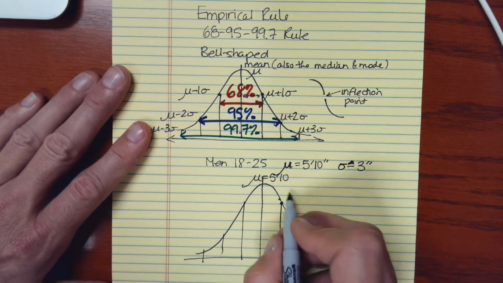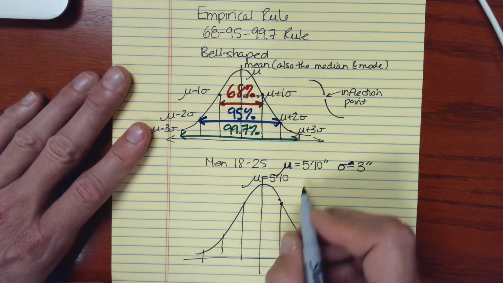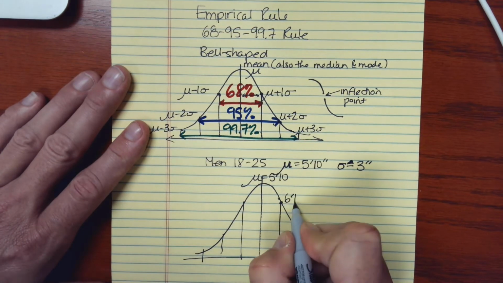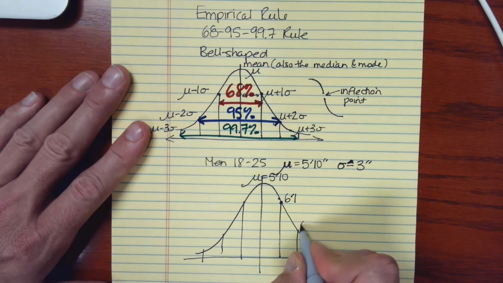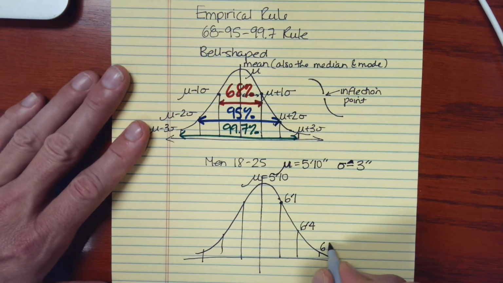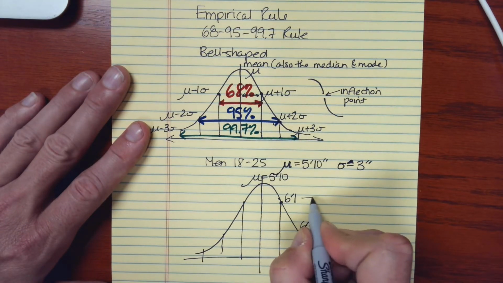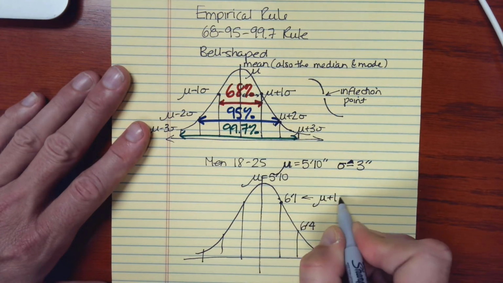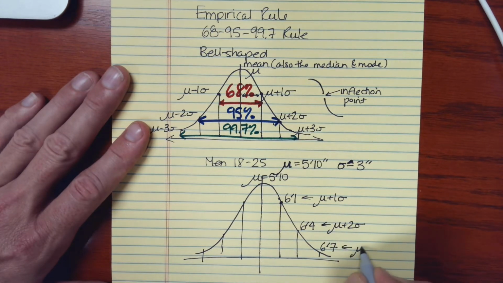plus one standard deviation. Well, if I add 3 inches to 5 feet 10, that would take me to 6 feet 1. And if I add another standard deviation, that would take me to 6 feet 4, and another standard deviation, and I would be up to 6 feet 7. So this is the mean plus 1 standard deviation. This is the mean plus 2 standard deviations, and this is the mean plus 3 standard deviations.